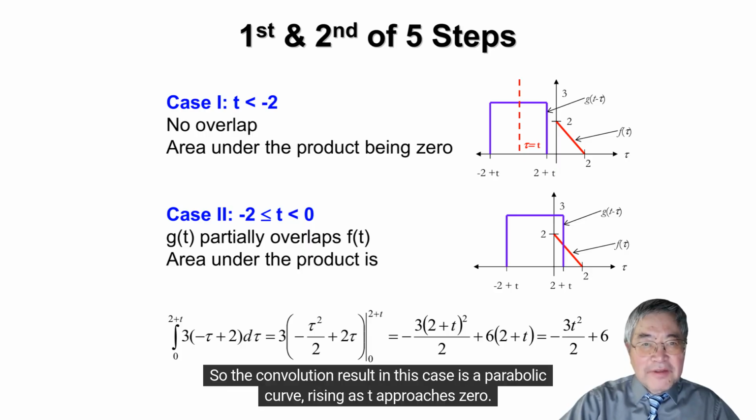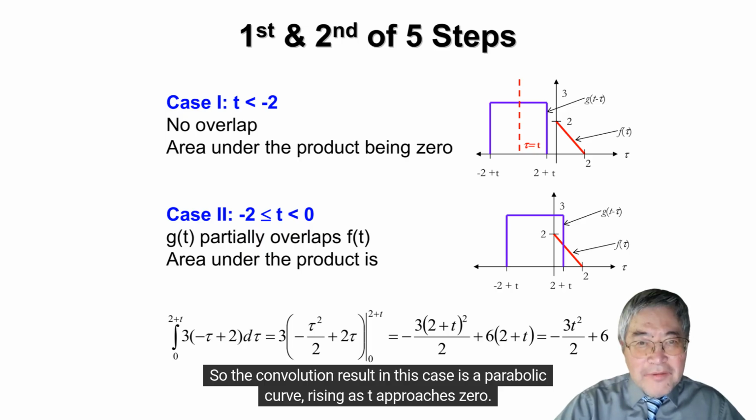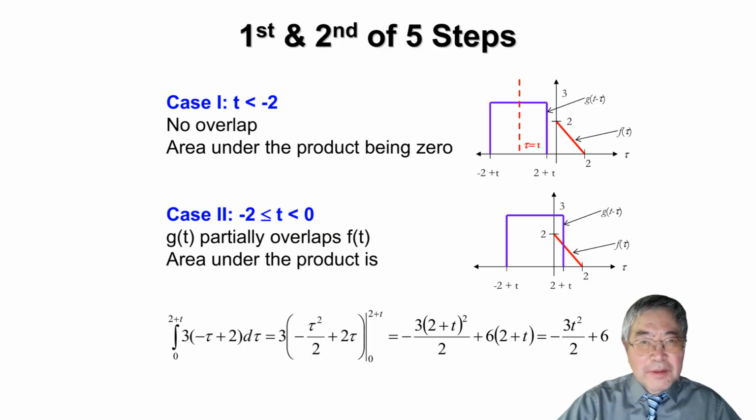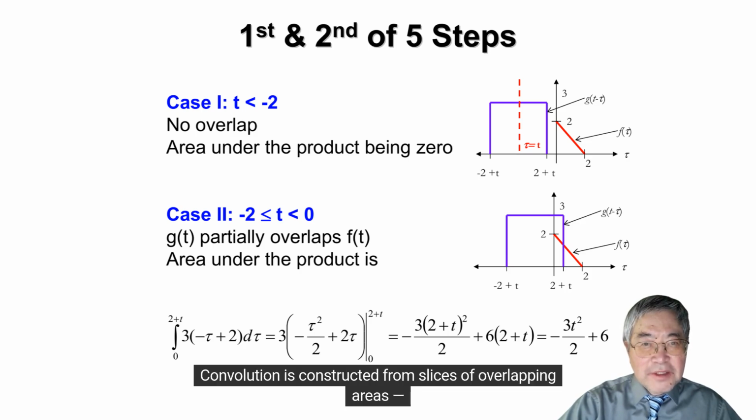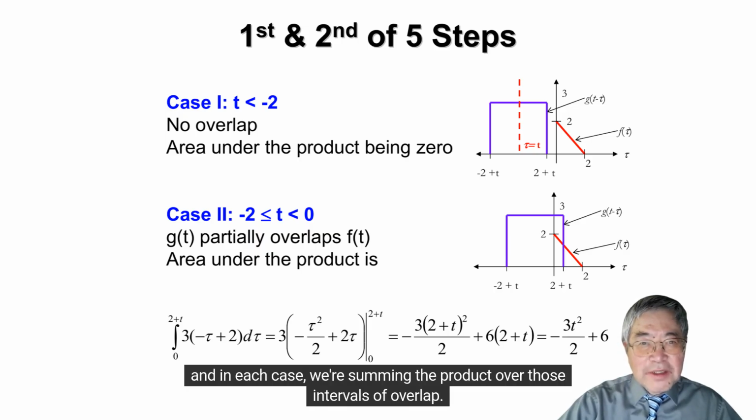So the convolution result in this case is a parabolic curve rising as t approaches 0. This illustrates an important idea. Convolution is constructed from slices of overlapping areas, and in each case we're summing the product over those intervals of overlap.